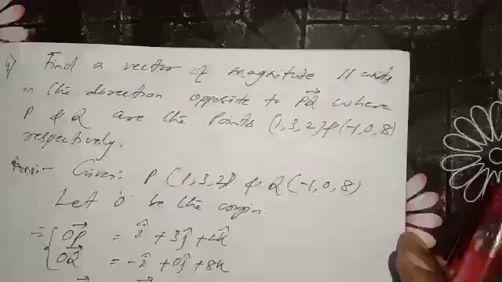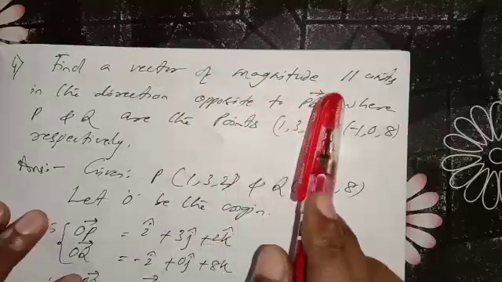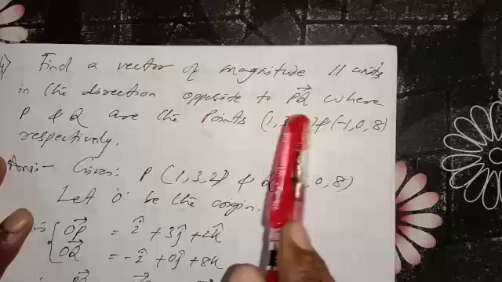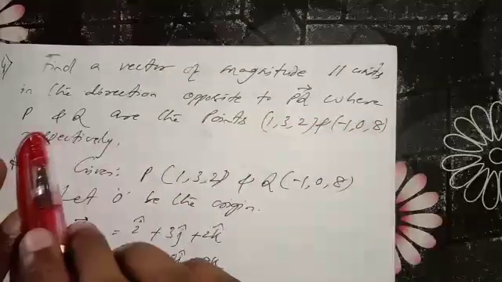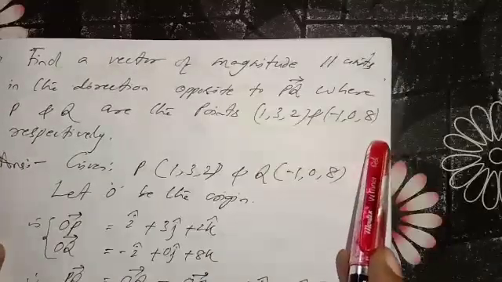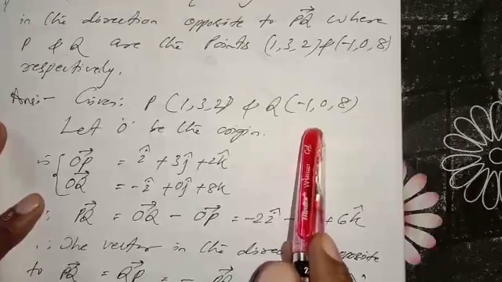Okay, let us go to number 4. Question number 4: find a vector of magnitude 11 units in the direction opposite to PQ, where P and Q are the given points (1, 3, 2) and (-1, 0, 8) respectively. So P is given as (1, 3, 2) and Q is given as (-1, 0, 8).